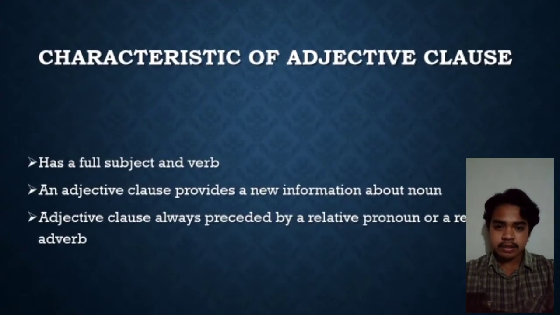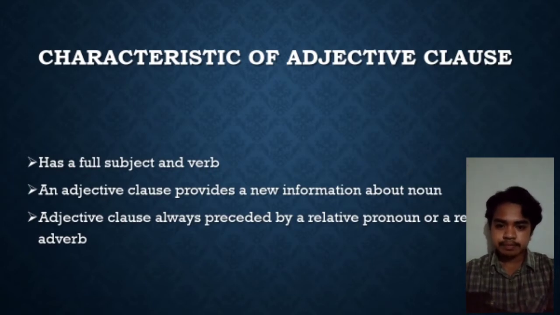There are several characteristics that can help to identify an adjective clause. Here are their characteristics. The first one is, just like any other clause, an adjective clause has a full subject and verb. The second one is, an adjective clause provides new information about a noun. The third one is, an adjective clause is always preceded by a relative pronoun or relative adverb.